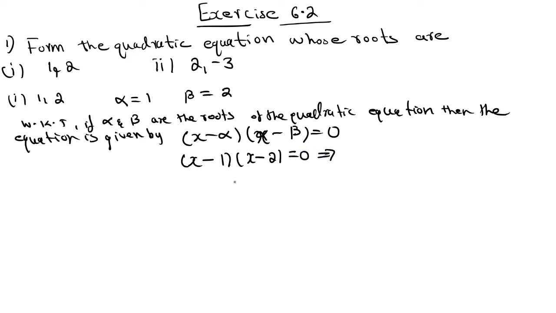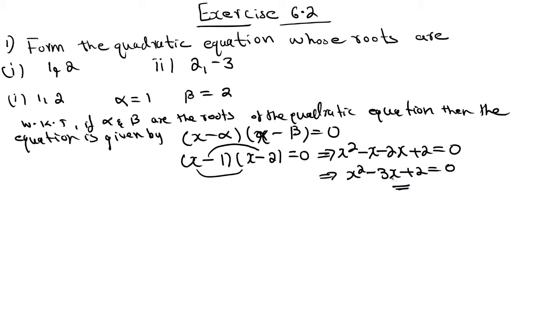This implies, see, if you simplify this one, x into x is equal to x square, minus 1 into x is minus x, then minus 1 into 2 is minus 2, x into minus 2 is minus 2x, minus 1 into minus 2 is equal to plus 2, equal to 0. This implies x square minus x minus 2x plus 2 equal to 0. It's the required quadratic equation.